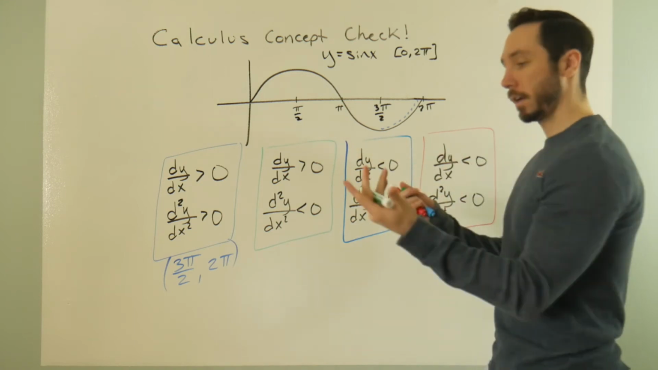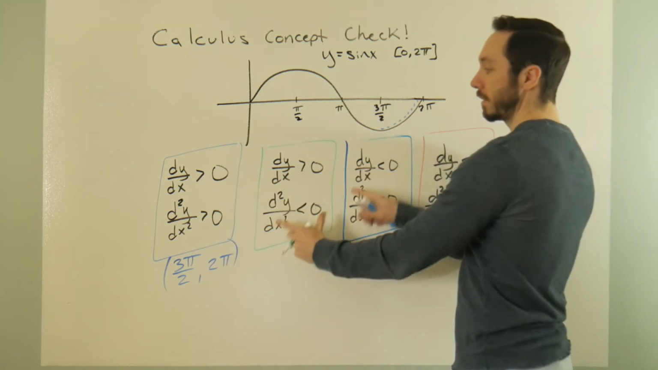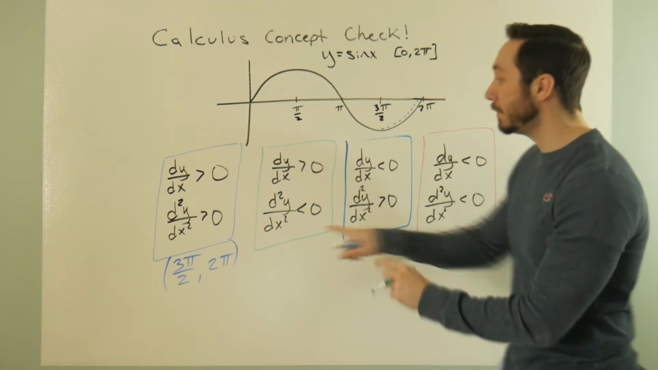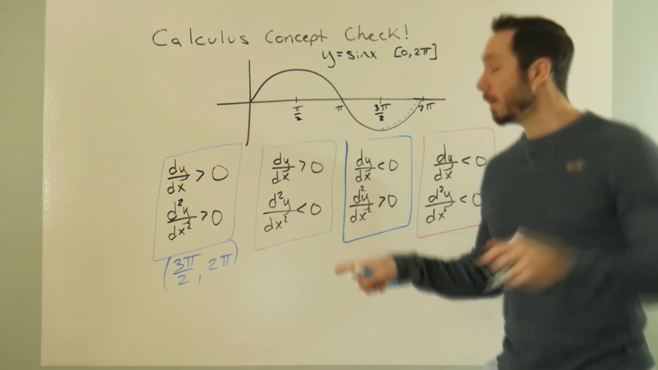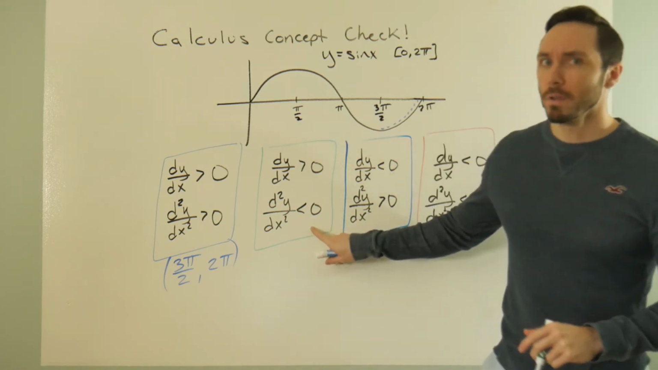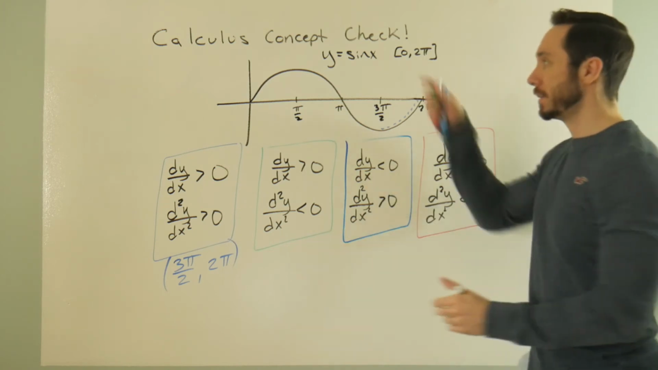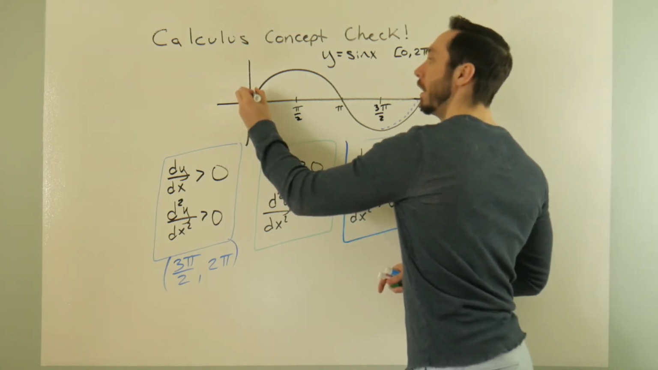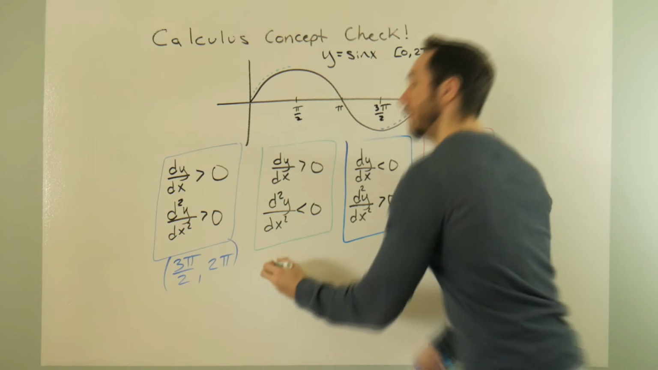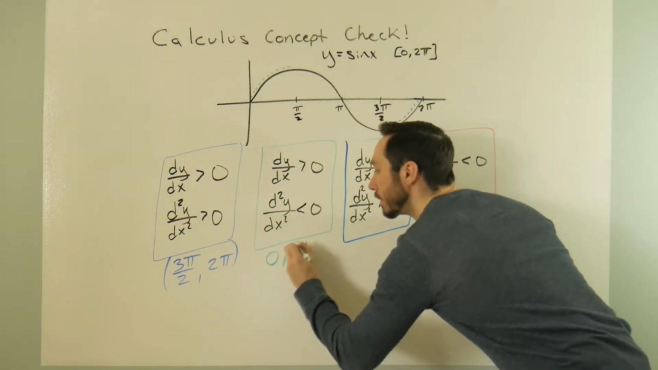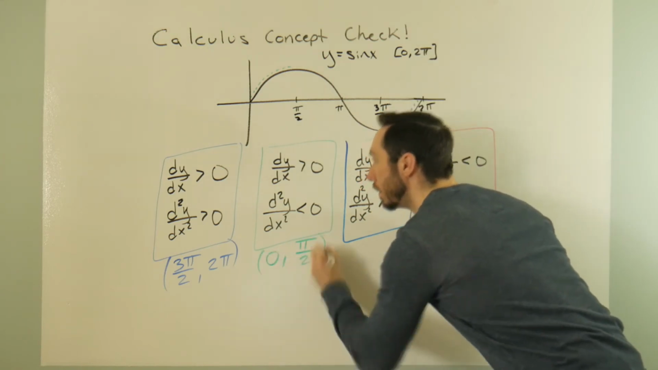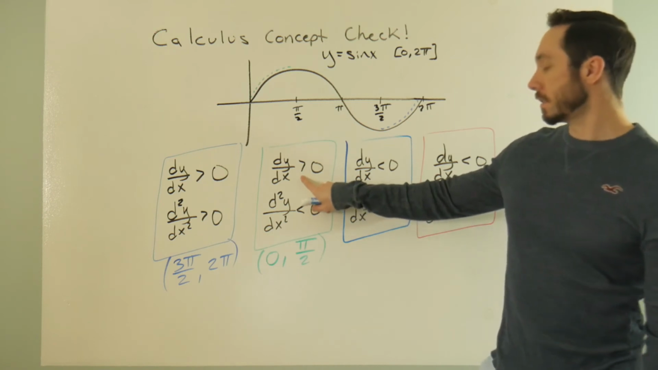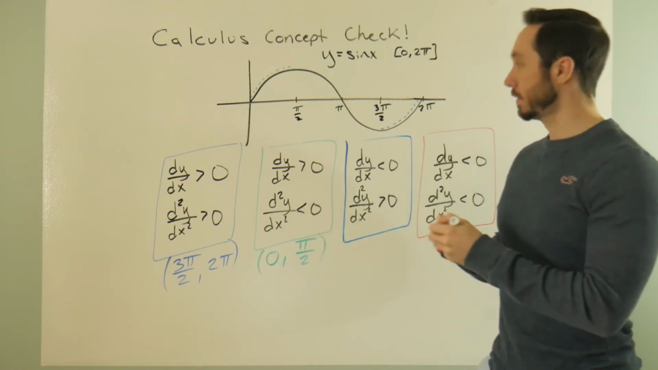Okay, same kind of deal here in terms of the first derivative, but my second derivative is negative, meaning I'm concaving down, or my slopes are getting less and less intense every time. Well, we just saw that in this window right here. So from 0 to pi over 2, our first derivative is positive, but our second derivative is negative.